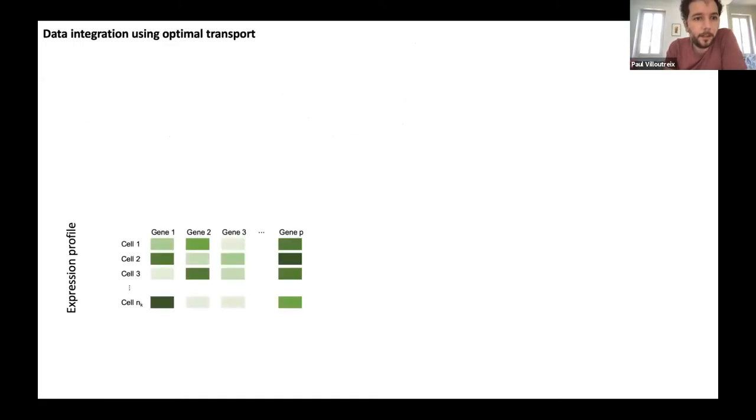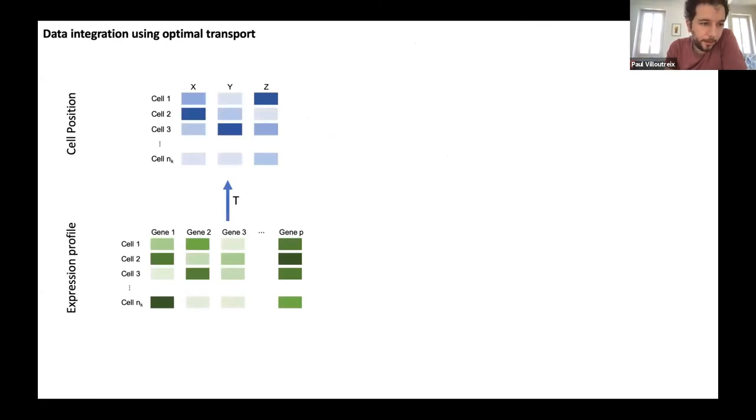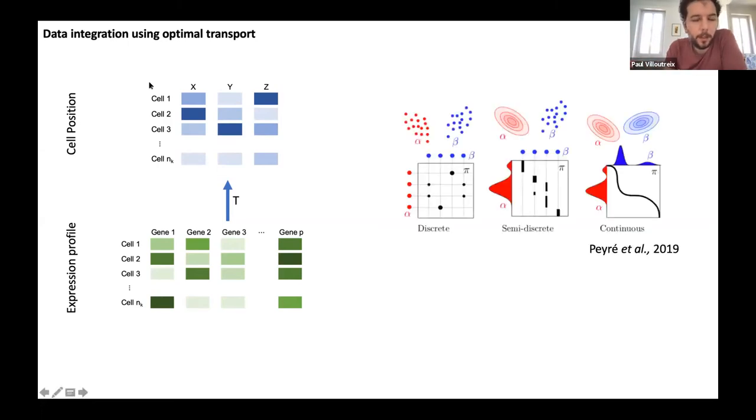So how to do that? Yeah, it's the same idea. So you have a matrix that is in the gene expression space, and you have cell position. And the aim here is to infer the mapping T that takes you from the gene expression space to the physical space. So what do they propose in this paper? They propose to use the framework of optimal transport.